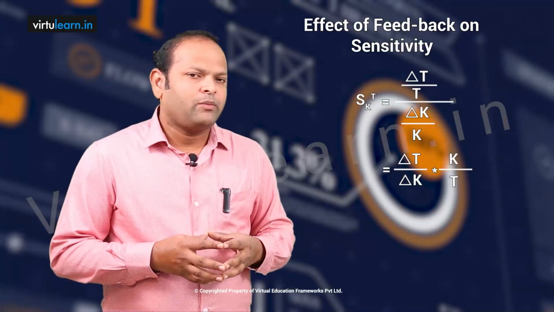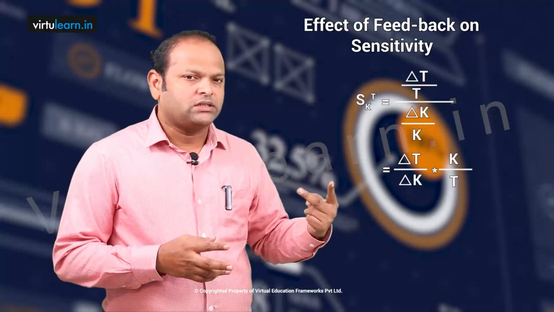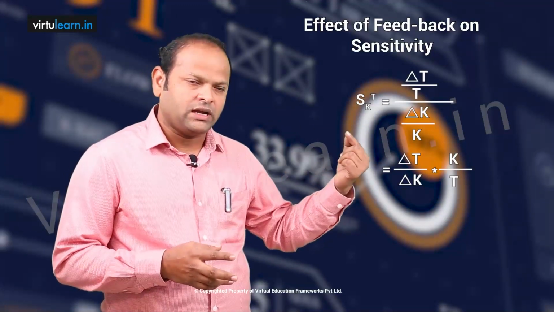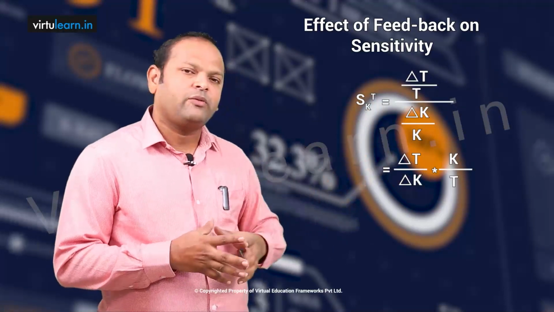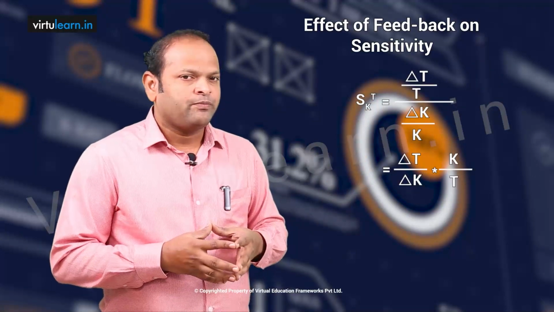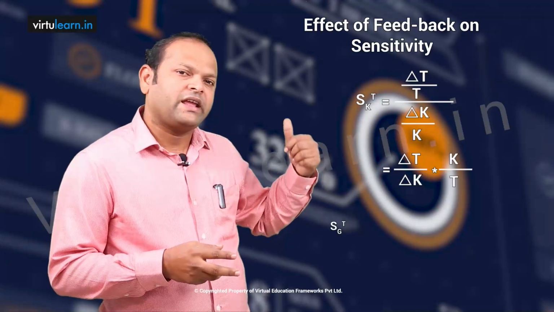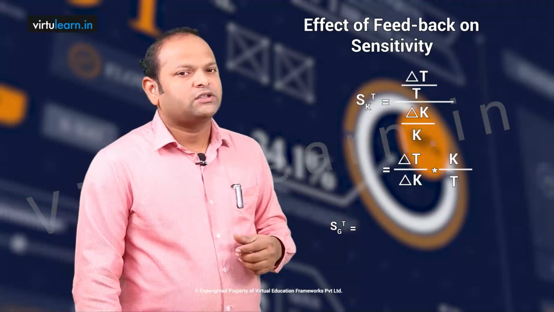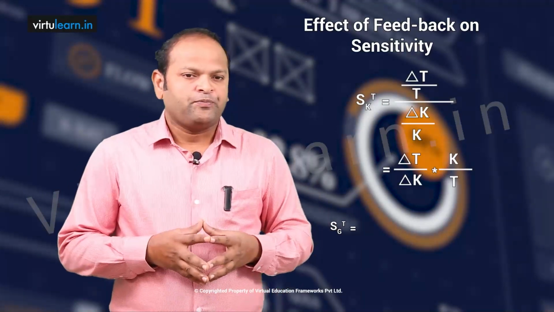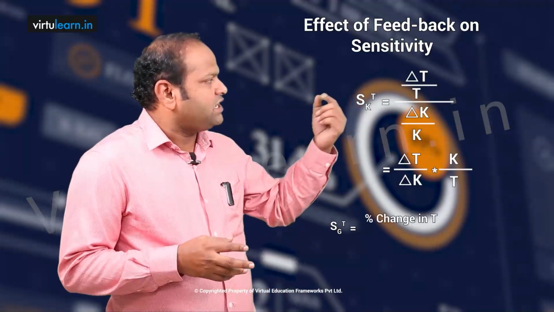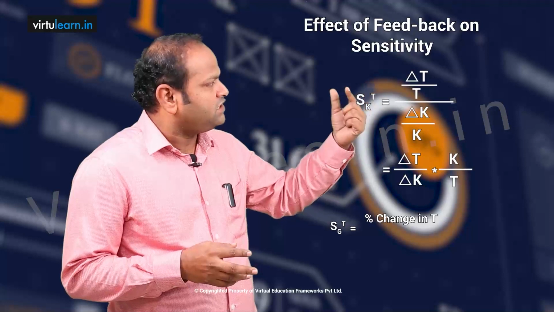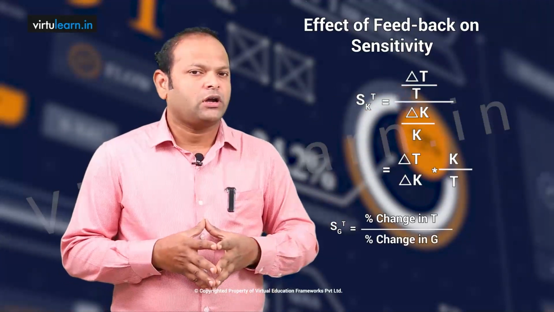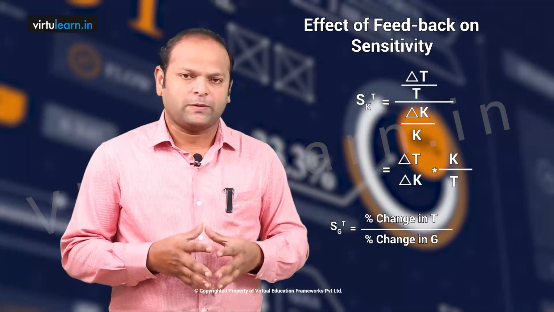Now here I am taking two things. The one is my open loop forward path transfer function G, and the other one is the feedback path transfer function H, which means first I will take S_T^G, the second I will take S_T^H. So let us look at what is S_T^G. S_T^G indicates the percentage change in T due to percentage change in G, so sensitivity with respect to the forward path transfer function G.